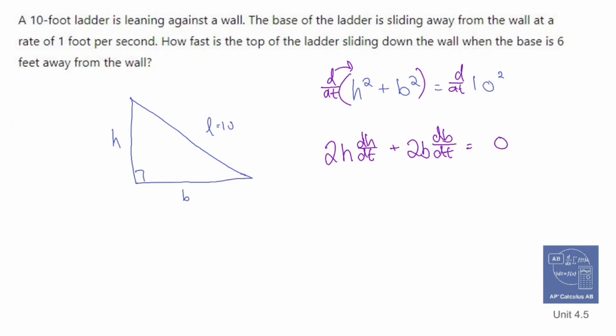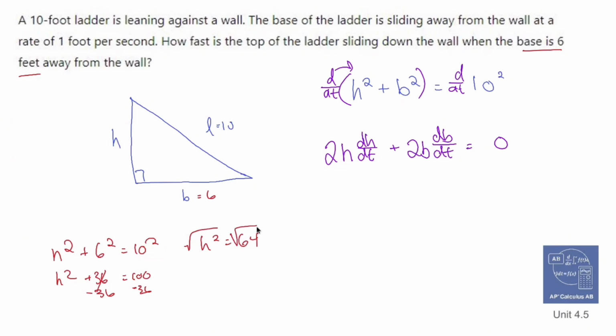That's nice. So let's see what I also know, because I seem to be missing a little bit of information. I know at this very moment, the base is 6 feet away from the wall, so b is 6. If I use Pythagorean theorem, h squared plus 6 squared equals 10 squared, so 36 plus h squared equals 100, subtract 36, h squared is going to equal 64, square root everything, and now we're not going to include a plus or minus, and find out that h is 8. I could have also used the fact that this is a 3, 4, 5 right triangle doubled, but nah. So h is 8.